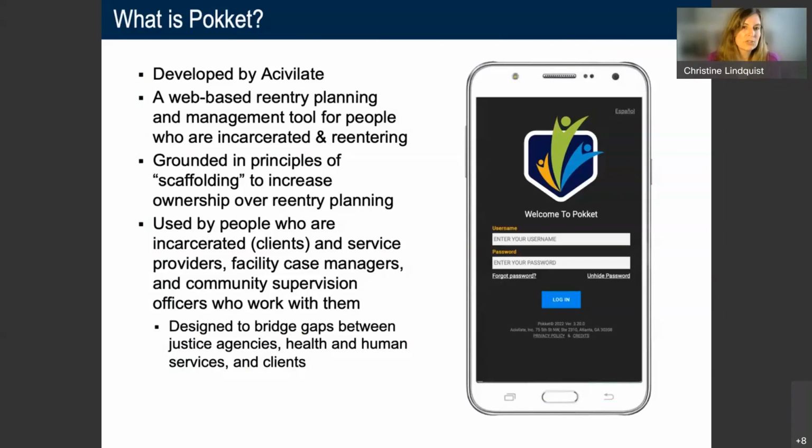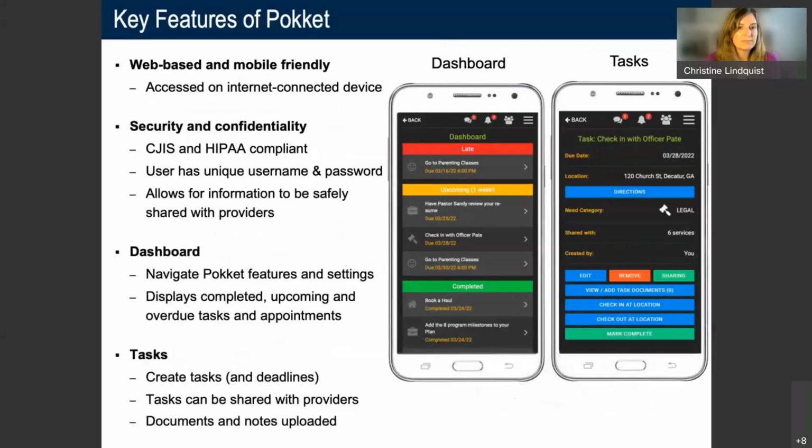This is a web-based reentry planning and management tool. It was developed by Assimilate specifically for people who are incarcerated and reentering. Importantly, it's not meant to replace in-person reentry planning. It's actually designed to encourage clients to take more ownership and engagement over their reentry planning. It's not only used by people who are incarcerated, who we're calling clients, but also all of the service providers, facility case managers, and community supervision officers who work with them. So it's designed to promote collaboration among the various agencies that are supporting clients as they reenter.